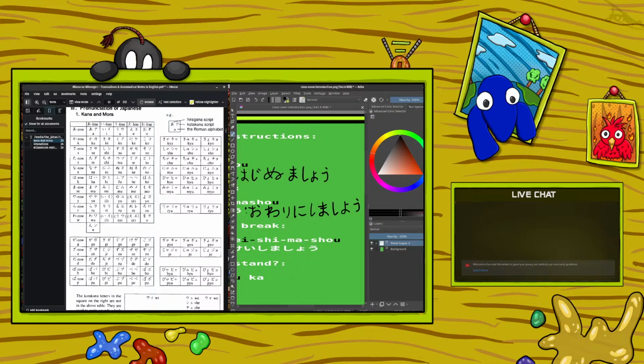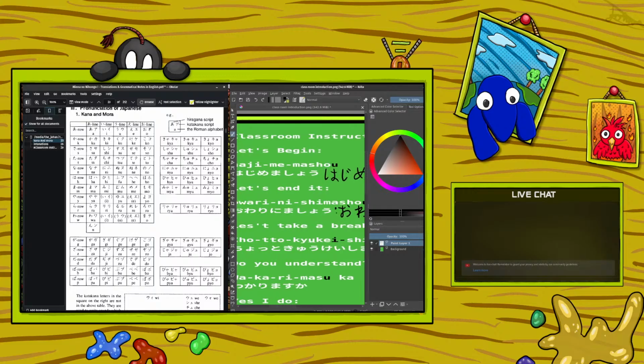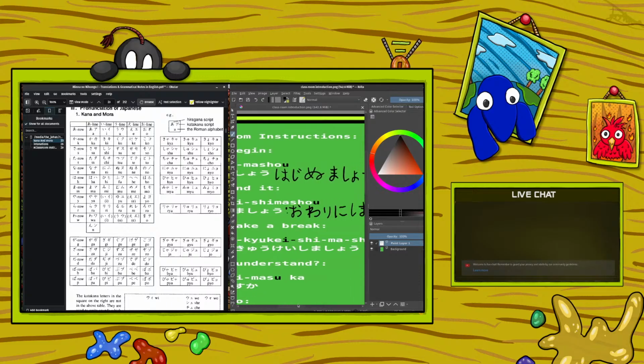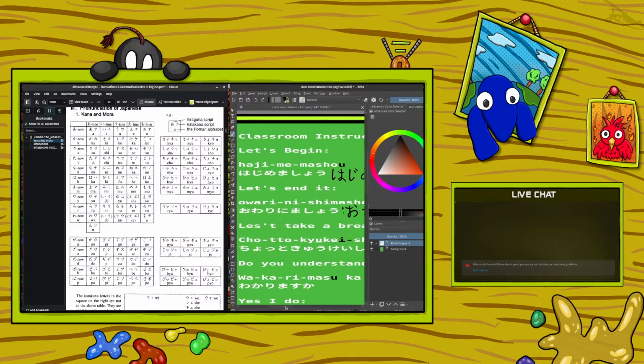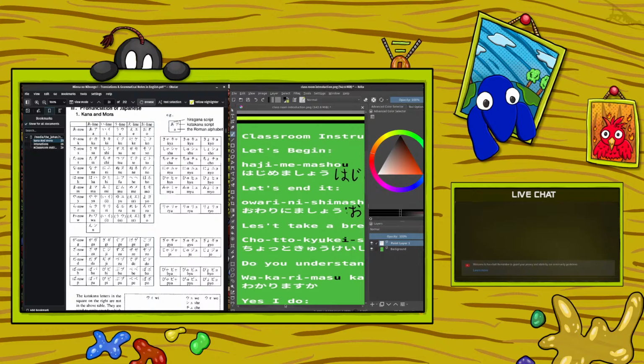So owari ni shimasho. Shimasho. So owari shimasho. So technically these two letters need to be different. We'll fix that once I finish this one. So now we have a break. So let's take a break.